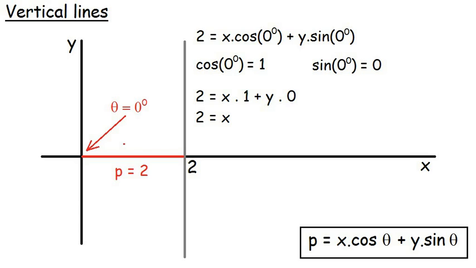In this case, the shortest distance from the origin to that line is 2 units, found by starting at the origin and moving 2 units to the east. This also gives an angle, theta, of 0, since that shortest distance segment lies flat on the x-axis. Putting these values into the general equation gives the equation that we started with, x equals 2.